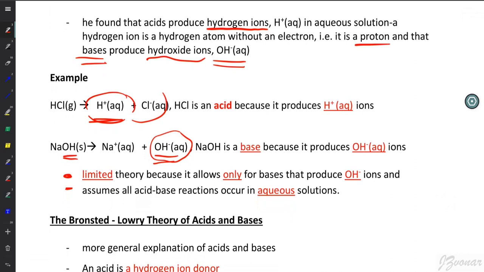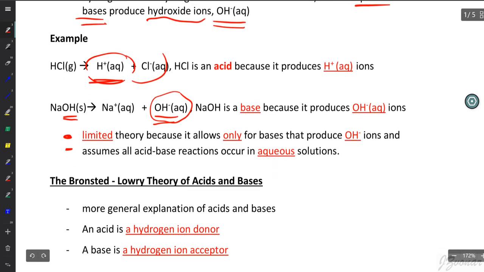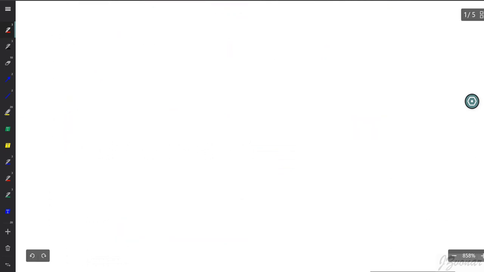Therefore, another more general explanation of what an acid and a base is was developed by a Danish and an English chemist, Bronsted and Lowry.